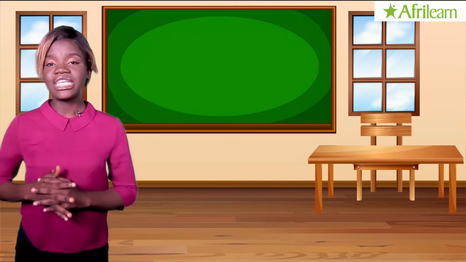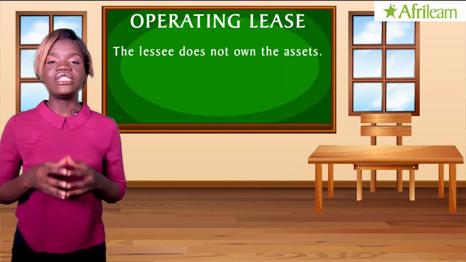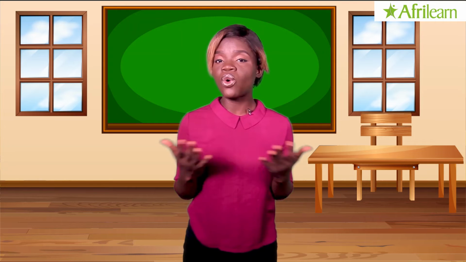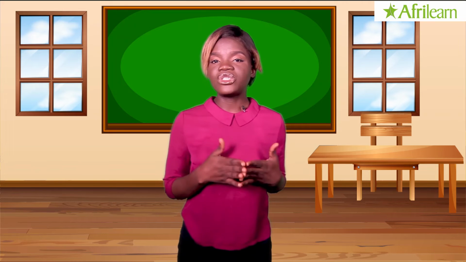How about operating leases? Well, for operating lease, the lessee does not own the assets. For instance, if I rent a land to use for 10 years as my business office or workshop, and I'm paying a certain amount agreed by the lessor, by the end of the 10 years, the lessor will come get his or her asset back. What happened here is an operating lease, where I am only permitted to use the land for that agreed time, but not permitted to own it.